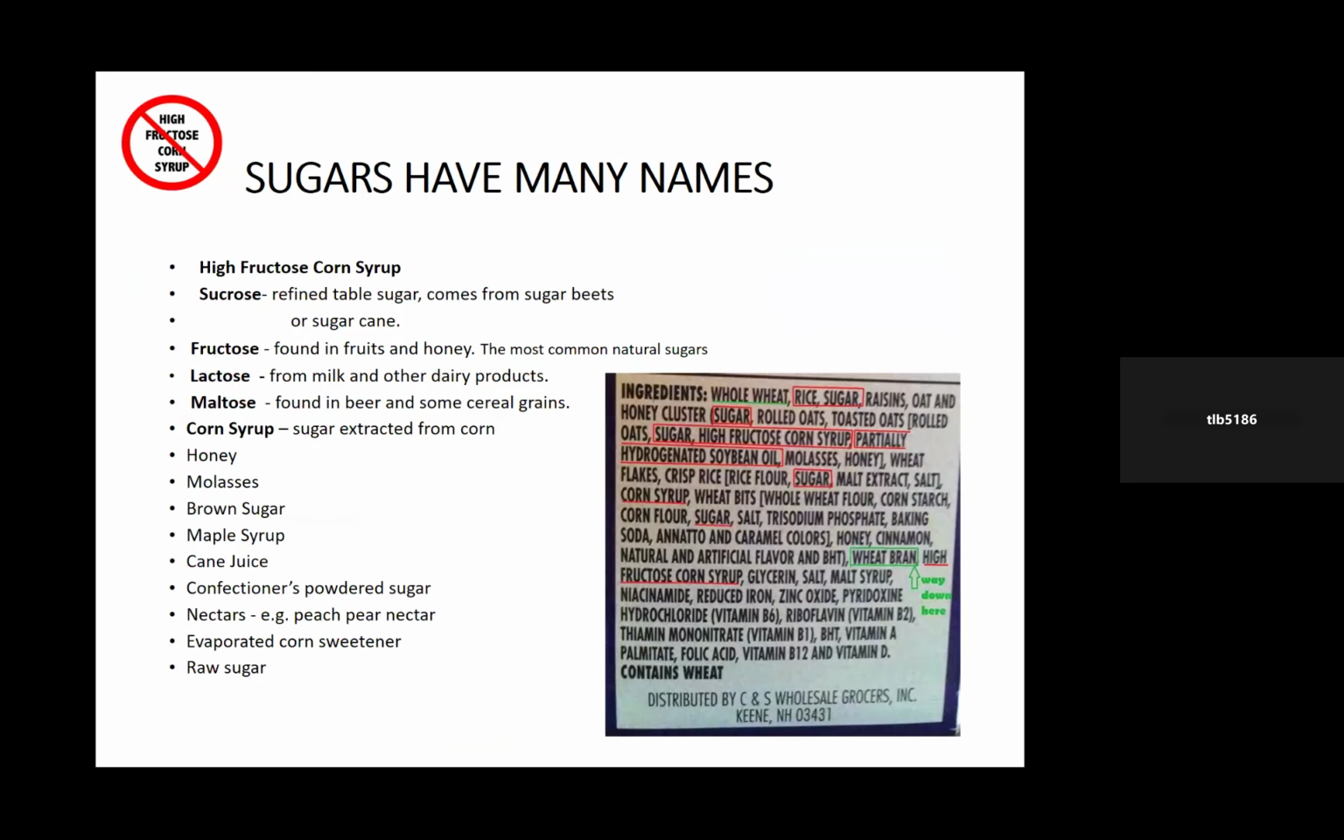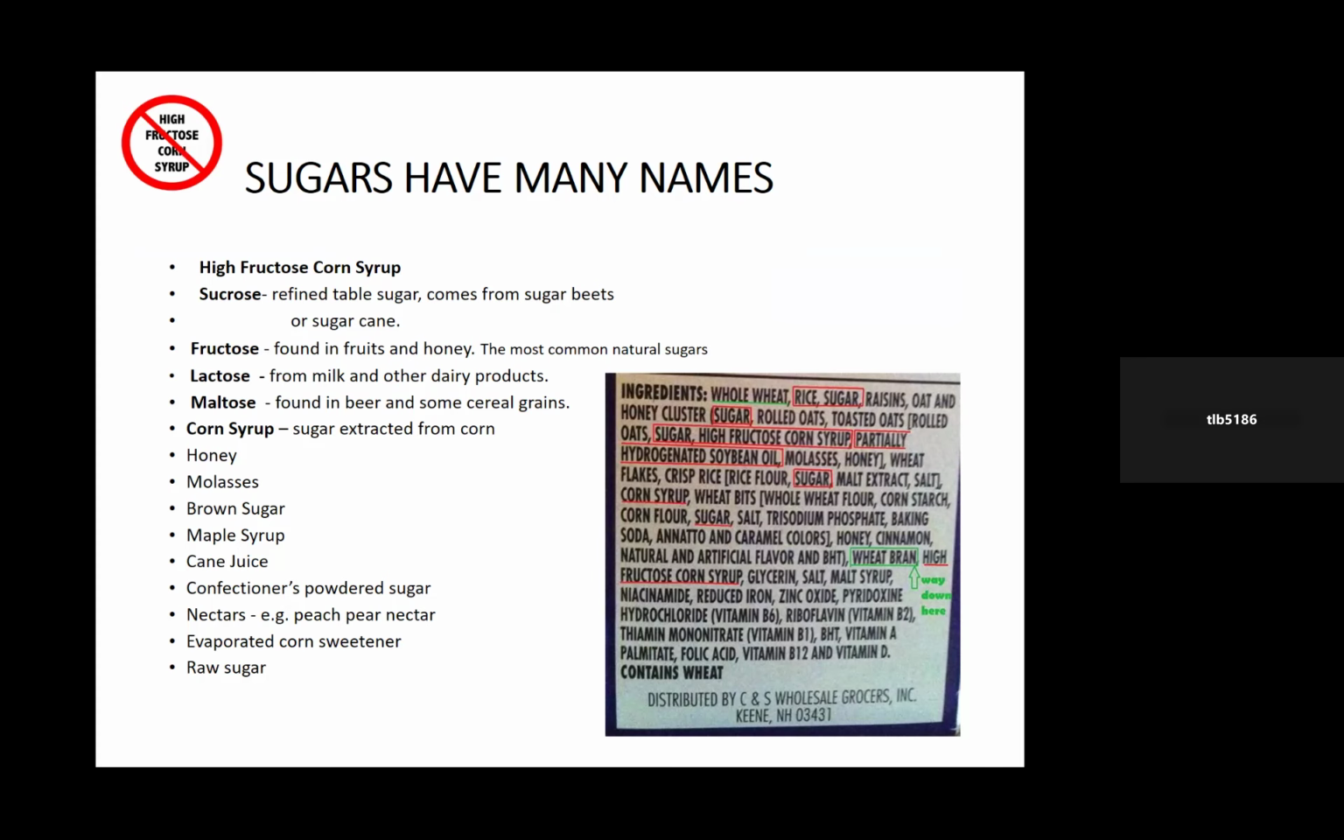And sugar has many names. People say, well, I don't eat sugar. I only use honey. And my response to them is, honey is sugar, honey. Sugar can be high fructose corn syrup or sucrose, which is refined table sugar. Fructose is the sugar that we naturally find in fruits and in honey.